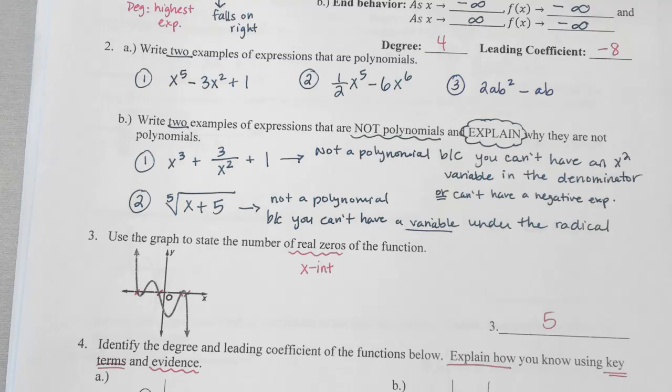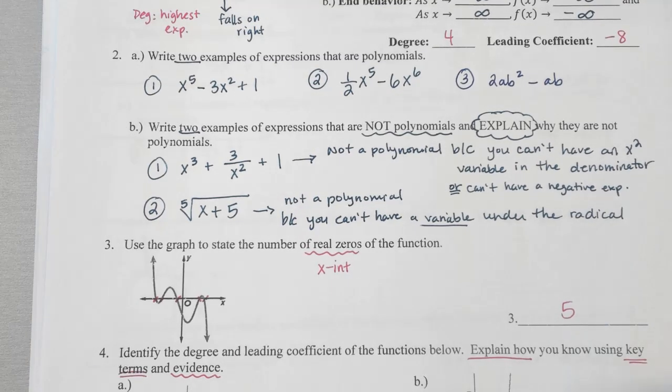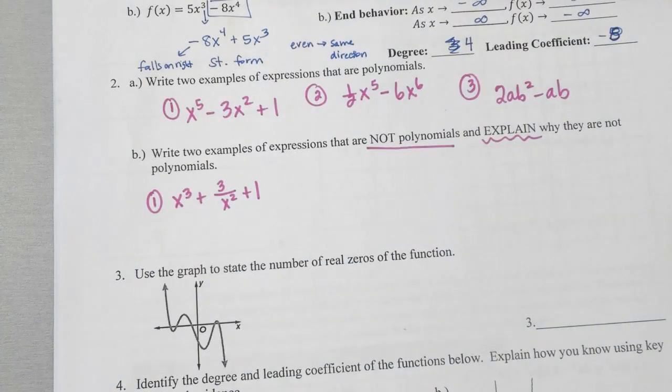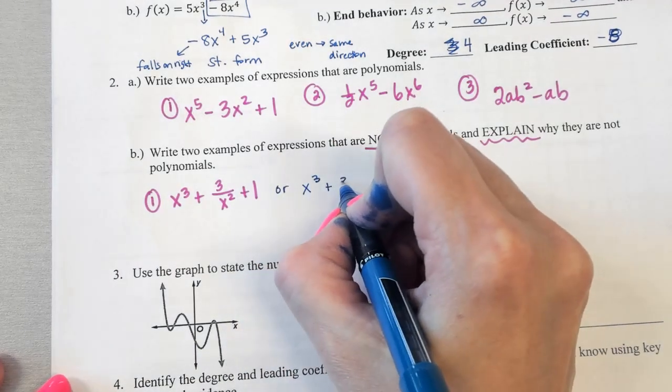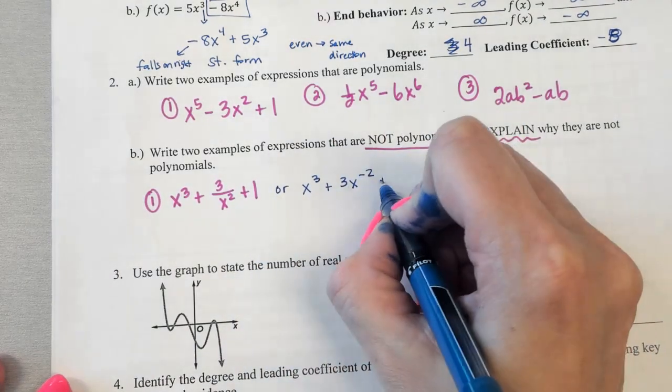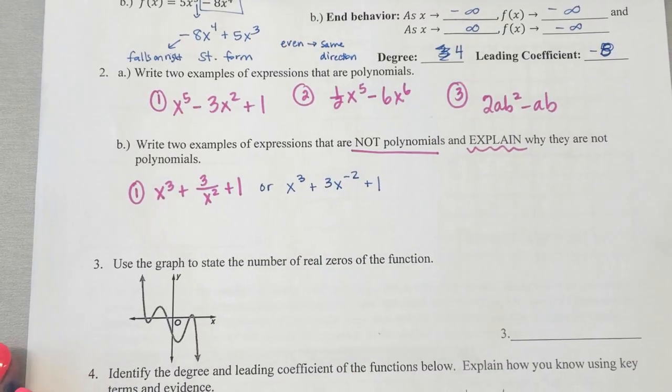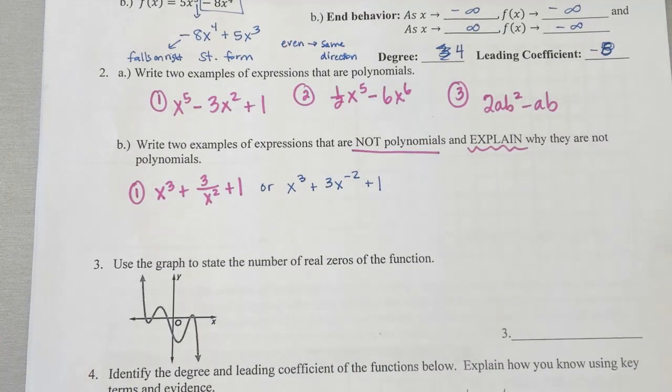Okay, and then when I was checking yours, some of you did a nice job of writing out the negatives. So you could also write it like this: x cubed plus 3x to the negative 2 plus 1. Okay, no negative variables there.